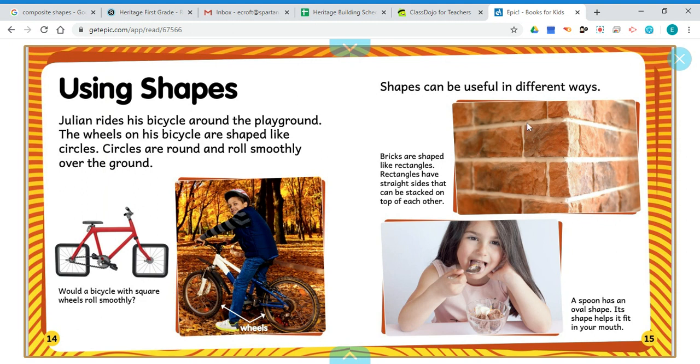Shapes can be useful in different ways. Bricks are shaped like rectangles. Rectangles have straight sides that can be stacked on top of each other. A spoon has an oval shape. Its shape helps it fit right in your mouth.